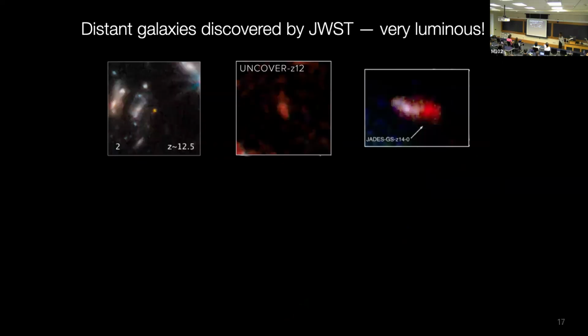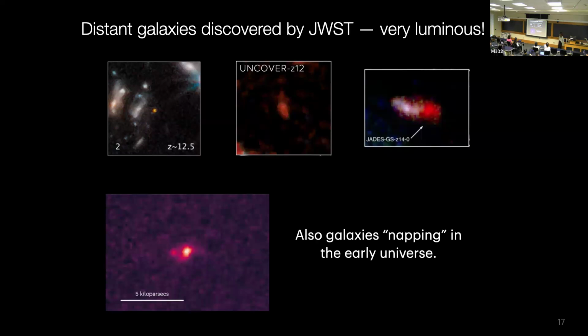This is one of the surprising things in Webb: those very luminous, UV bright galaxies, right? We have this redshift 12.5, and I think the current record holder is at redshift 14. But at the same time, we also see galaxies that appear to be napping in the early universe: their star formation rate comes down a little bit at high redshift. But at such a high redshift, we don't expect them to be permanently quenched. At some point, the star formation may be back again.